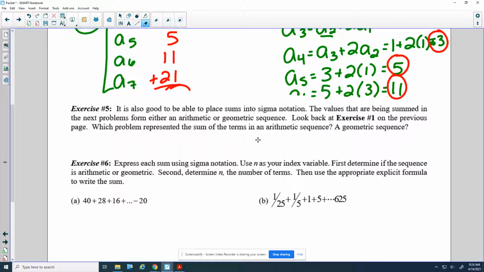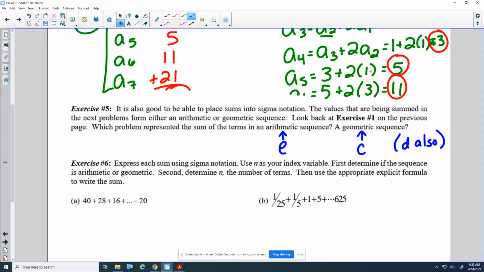So we saw the arithmetic sequence was in part E. And the geometric was in C, and technically D also, but that one isn't really written in that form that we're used to, so we're not going to focus on that one.